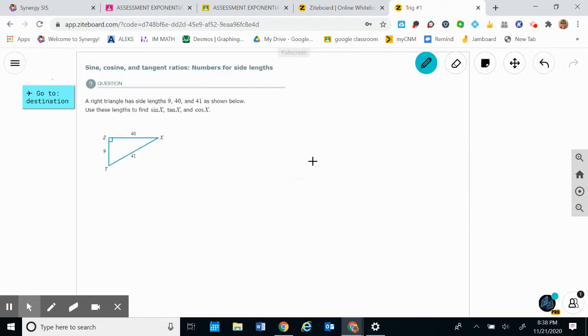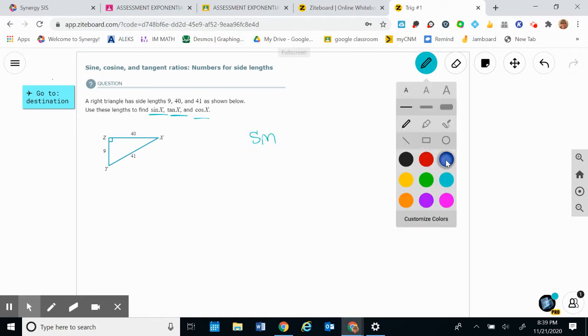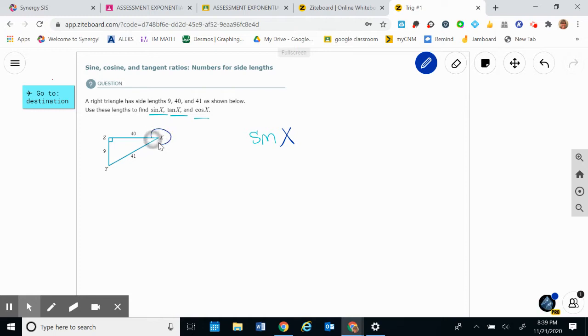It says a right triangle has side lengths. First of all, it's basically telling you exactly what's in the picture. It says use these lengths to find, here's our task: sine x, tan x, and cosine of x. The sine x. X is telling you where to stand. Here's my x. That means I am standing right here and I am looking this way. So if I'm standing at x, this is the opposite, this is the adjacent, and this is the hypotenuse.